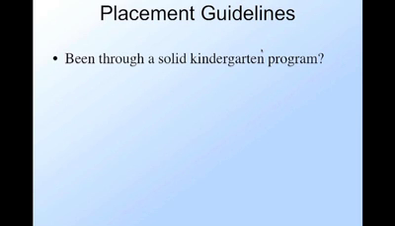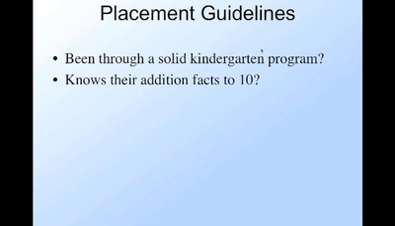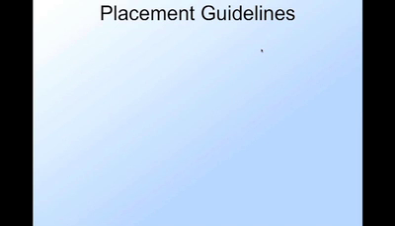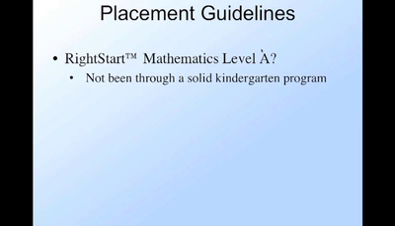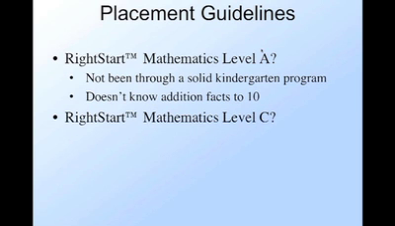All right. First of all, looking at RightStart Mathematics Level B, let's see what children belong in here. How do we place them in? If they have been through a solid kindergarten program, and they know their addition facts up to 10, they belong in Level B. Who should start Level A, the one preceding this? Those that have not been through a solid kindergarten program and don't know their addition facts to 10.